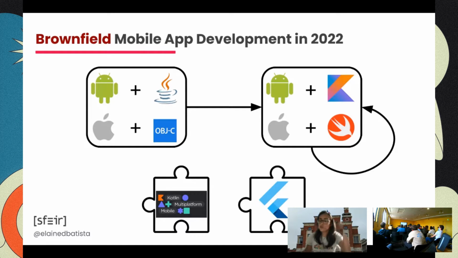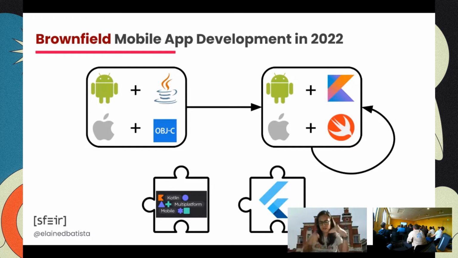And a lot of teams that want to adopt Kotlin or Swift can migrate from these technologies to the new ones progressively. This is really good for both of them. Of course, it's not perfect, but it works.